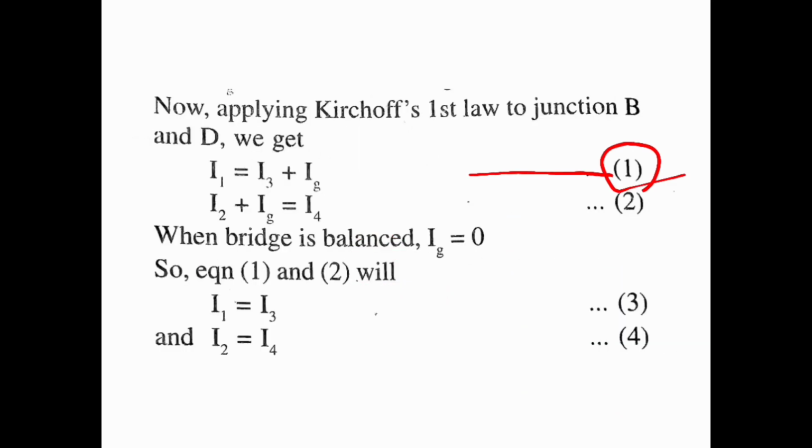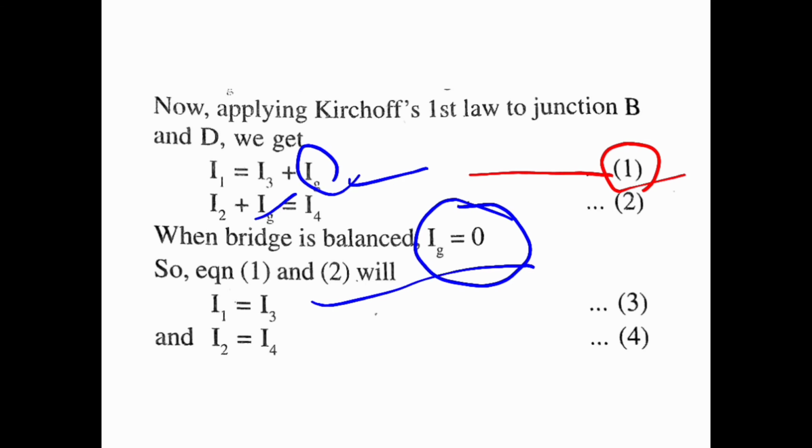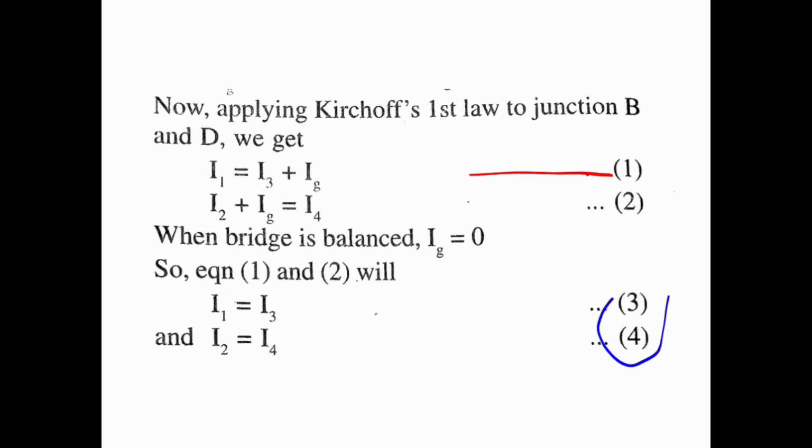Then next, when the bridge is balanced, IG is equal to 0. So putting this, we get IG equal to 0. So I1 is equal to I3 and I2 is equal to I4. These are equation 3 and 4.